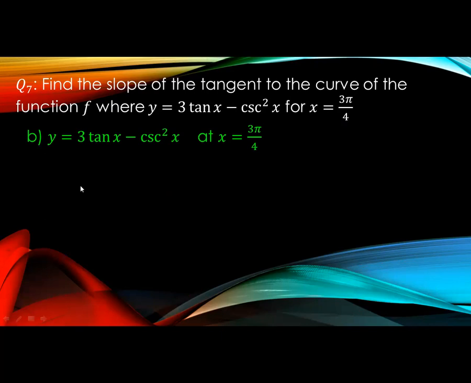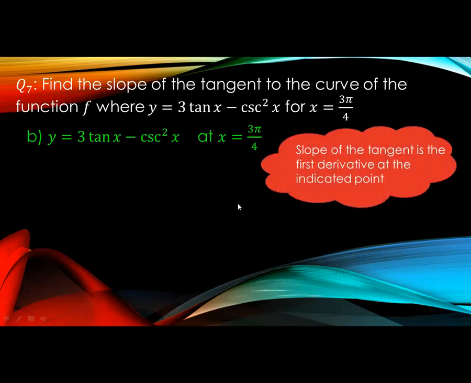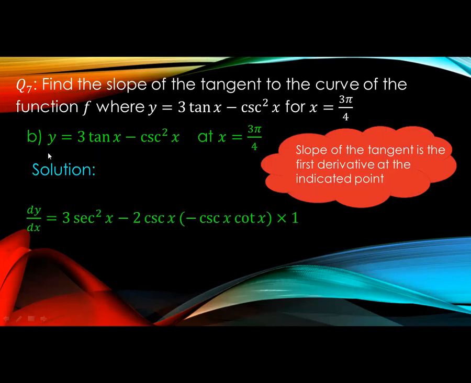Letter B, y equals 3 tan x minus cosec square x at x equals 3 pi over 4. First step, we find the first derivative of the given curve, dy by dx. Derivative of tan is sec square, 3 sec square x minus derivative of cosec square x: we drop the power 2, cosec x multiplied by the derivative of the base, that is equal to negative cosec x cotan x, multiplied by the derivative of the angle, that is equal to 1.